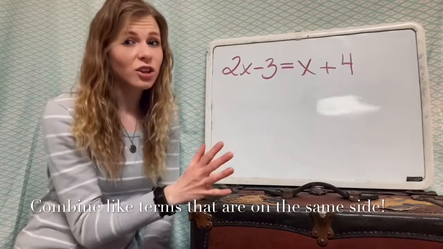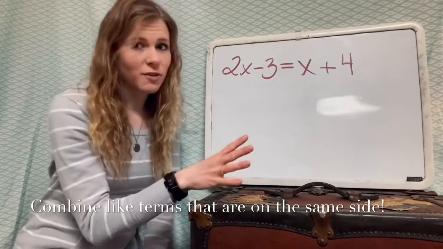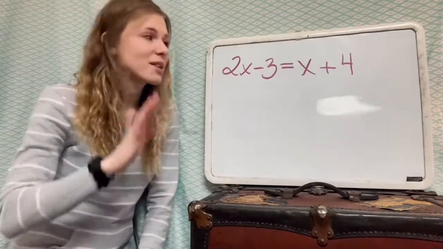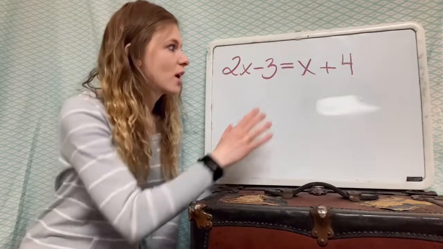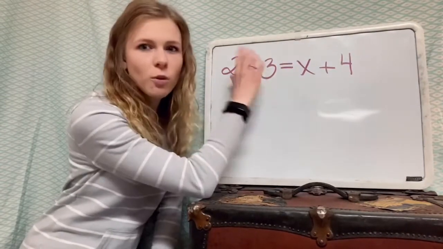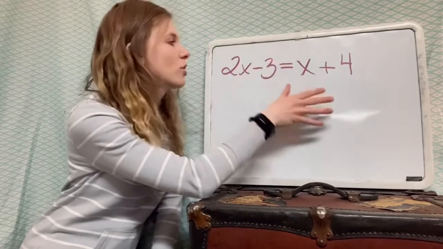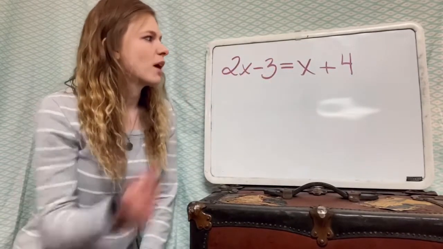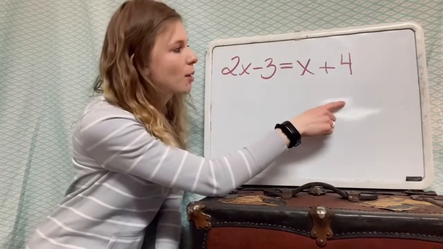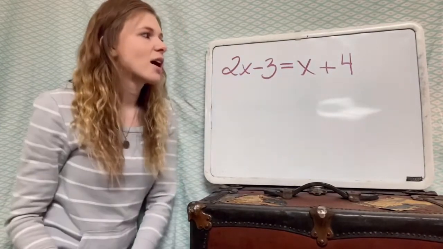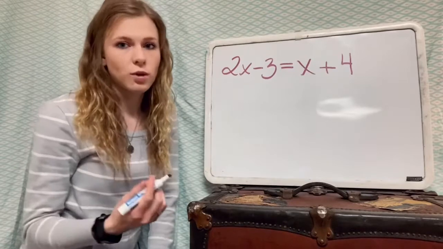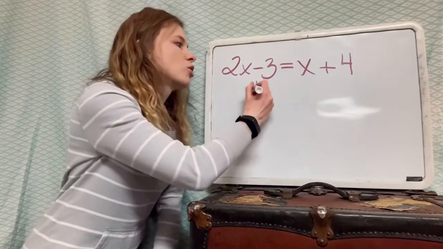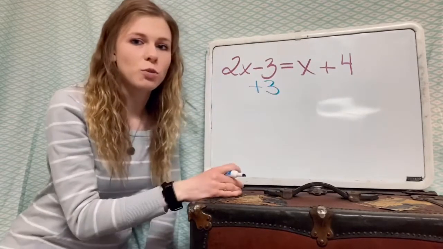Okay, I've taken a look at each side. They're both simplified as much as they can be. Now my second step is to take a look at what I can move from one side to the other. I notice I have constants on both sides. I have a minus 3 over here, a plus 4 over here. I am going to move the minus 3. So I'm going to add 3 in order to move it.